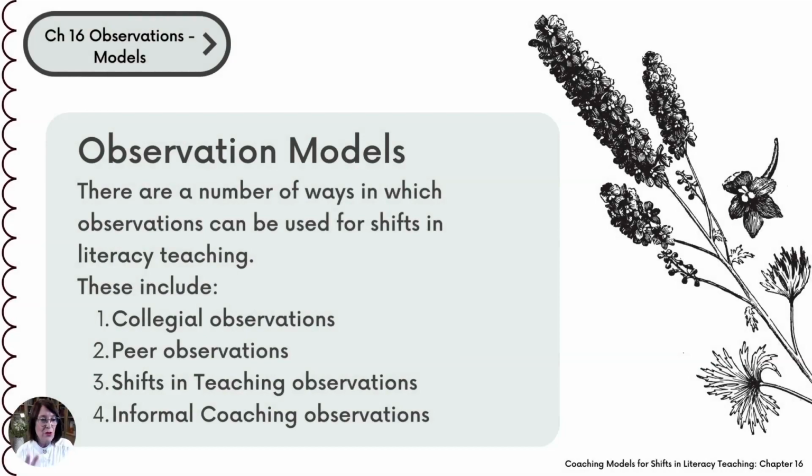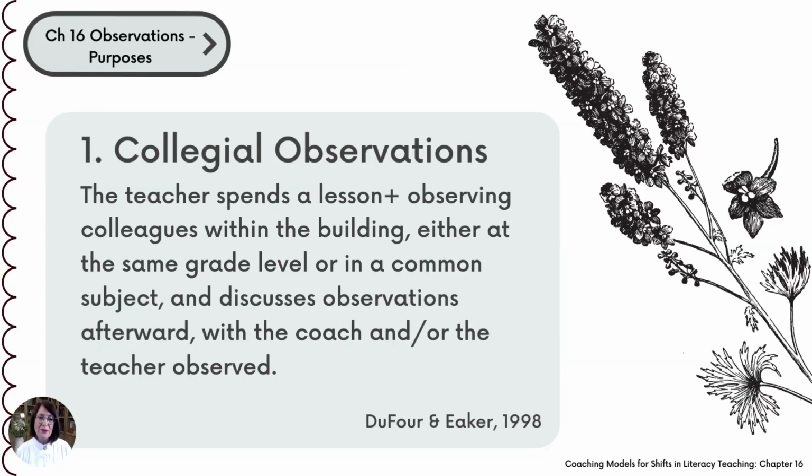So let's go through the four. Collegial observations, peer observations, shifts in teaching observations, and informal coaching observations. We're going to explore those four and what they mean. So the first one, collegial observations.